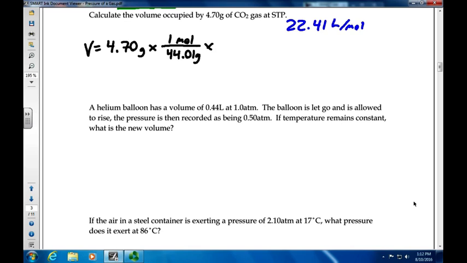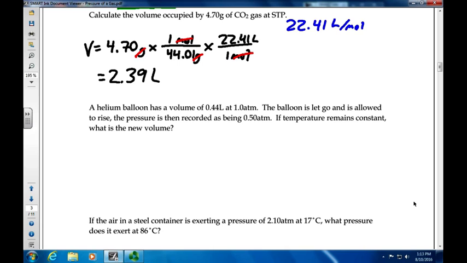And then we just use our identifier of 22.41 liters over 1 mole. Going through, grams and grams cancel each other out, moles and moles cancel each other out, and we're left with liters. When you do the arithmetic out, you will find that the volume of this particular sample of CO2, the 4.70 grams of it, should take up 2.39 liters.